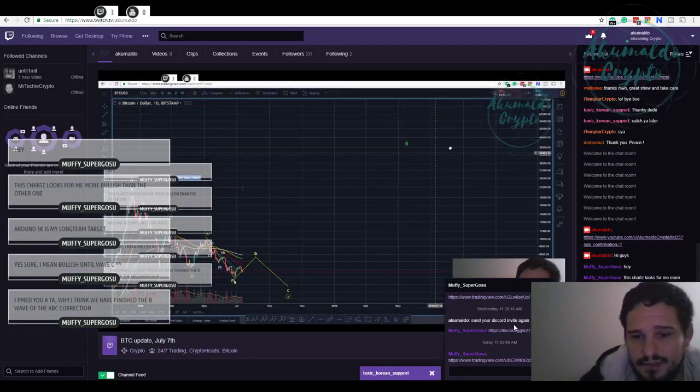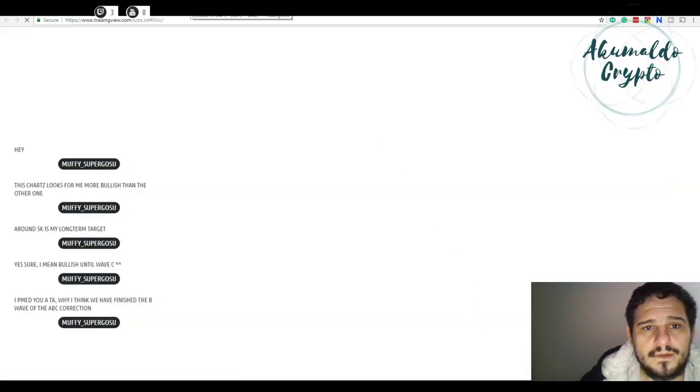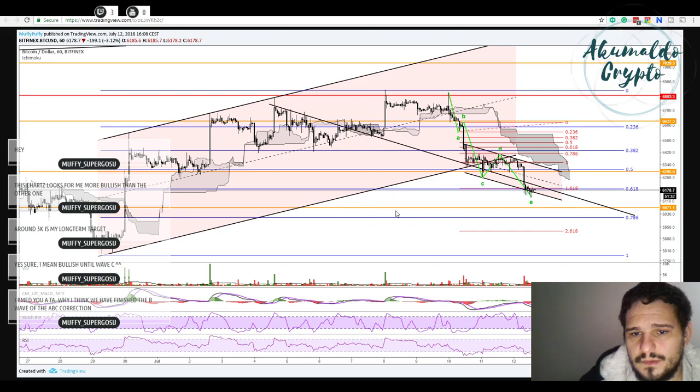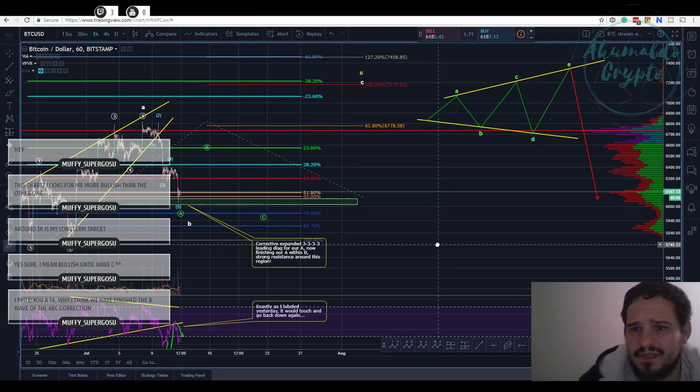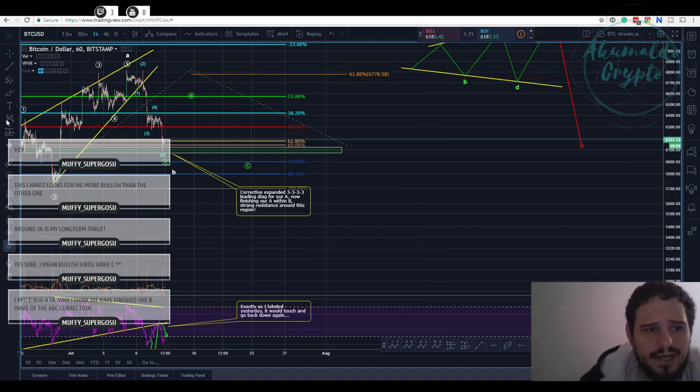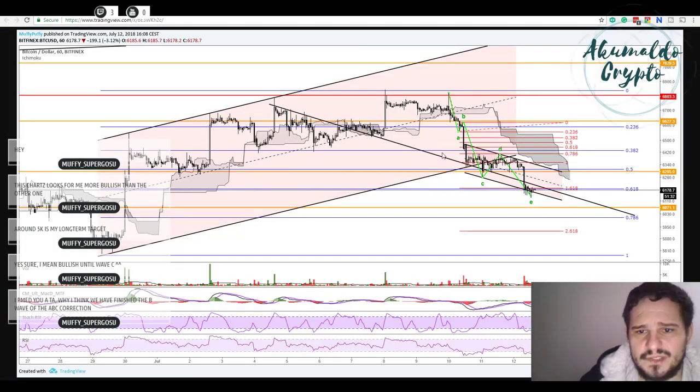Let's see here. Let's open. Let me see. This is the A, B, C, D, E. Muffy, this A, B, C, D, E pattern, let me explain one thing to you. I don't know if you are aware of it. A, B, C, D, E patterns are triangle shapes. I don't see it as a triangle. It's an impulse wave. It's a motive impulse wave. This is not an A, B, C, D, E. It's a 1, 2, 3, 4, 5. It's a motive wave. Okay?